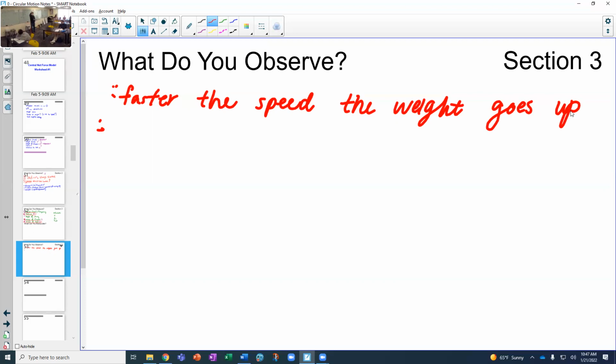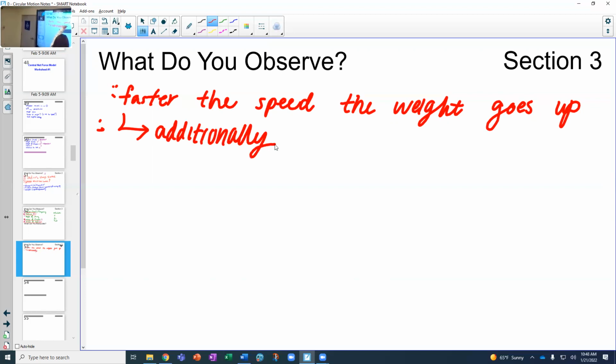So if I make it go faster, the weight rises, that's one thing. It also seems like the radius increases as you spin faster. Okay, so as I spin faster and the weight rises, the radius of that circular path above also increases. What else do you notice? Faster or slower, what happens there?